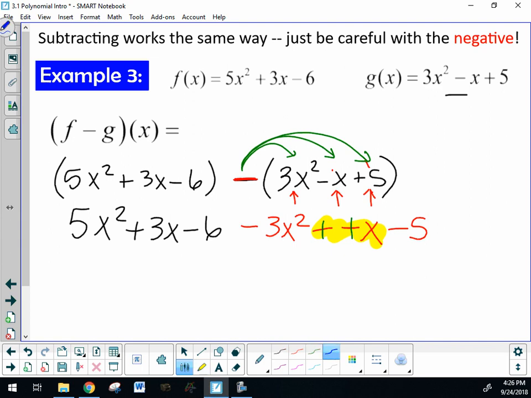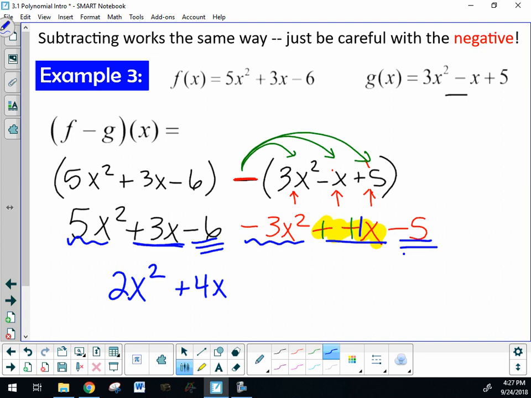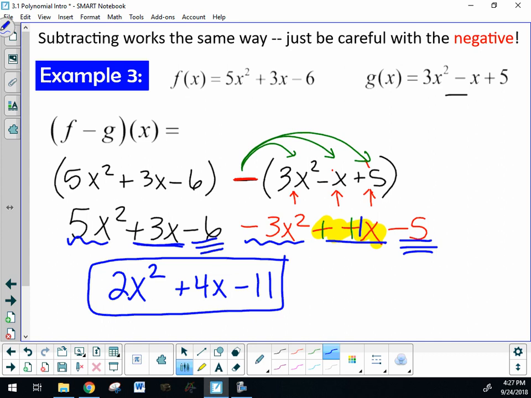So I have a 5x squared and a negative 3x squared. That gives me 2x squared. I have a 3x and a plus 1x. So that's a 4x. And we have minus 6 and minus 5 for negative 11. So there is our simplified answer.